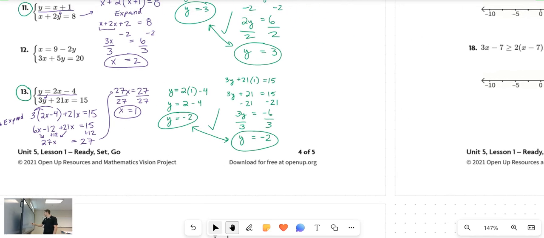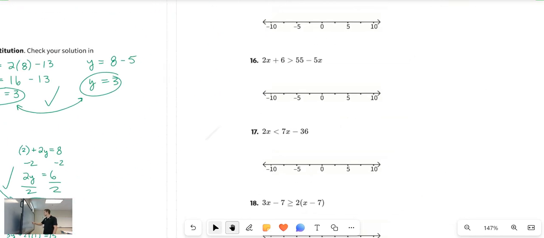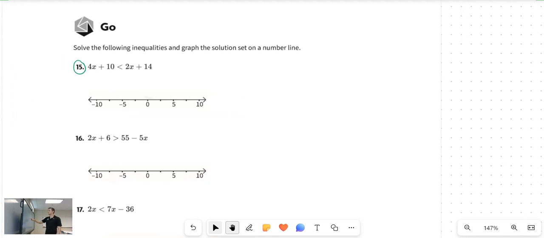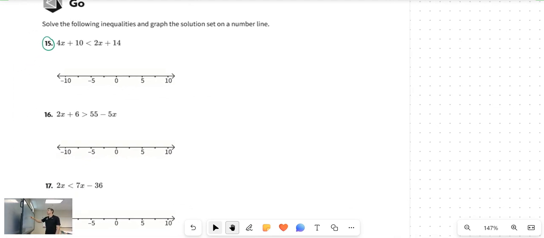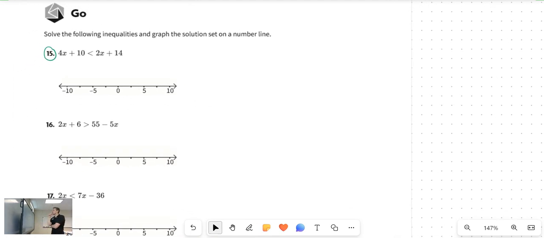All right. On to the last page. This should be the go section. Perfect. Solve the following inequalities and graph the solution set on a number line.